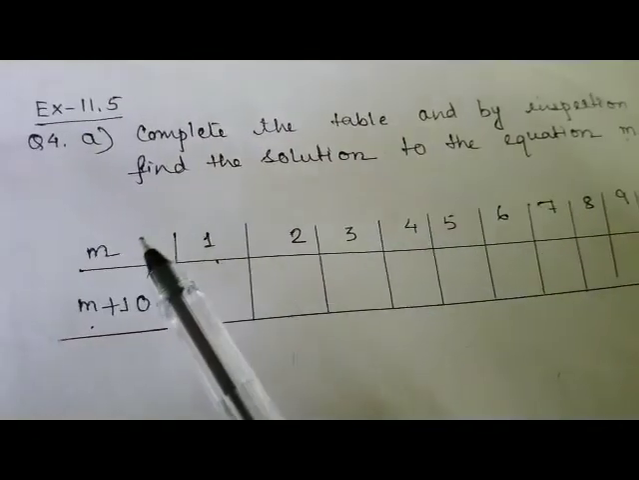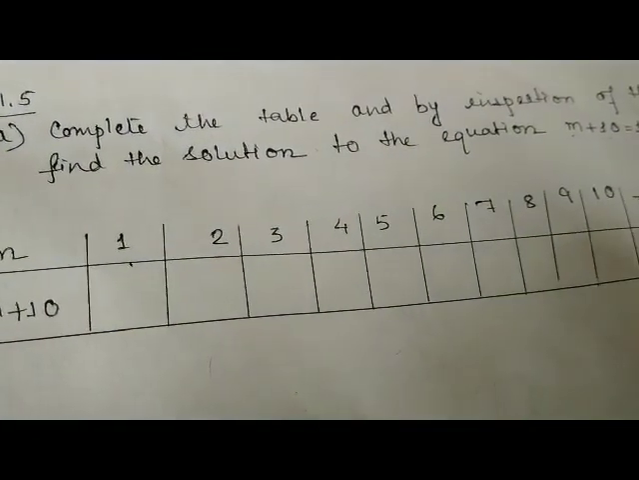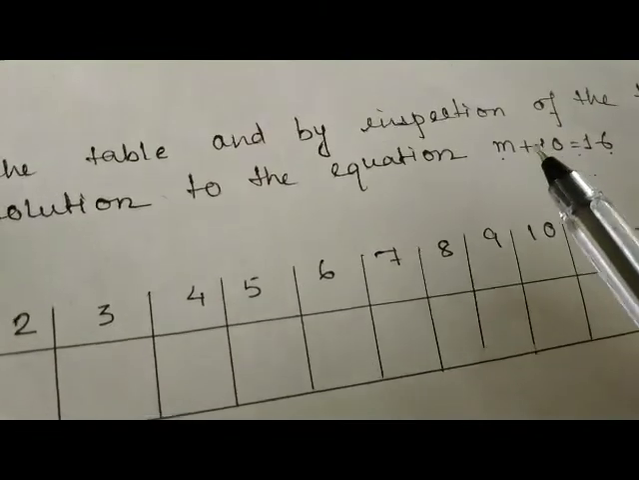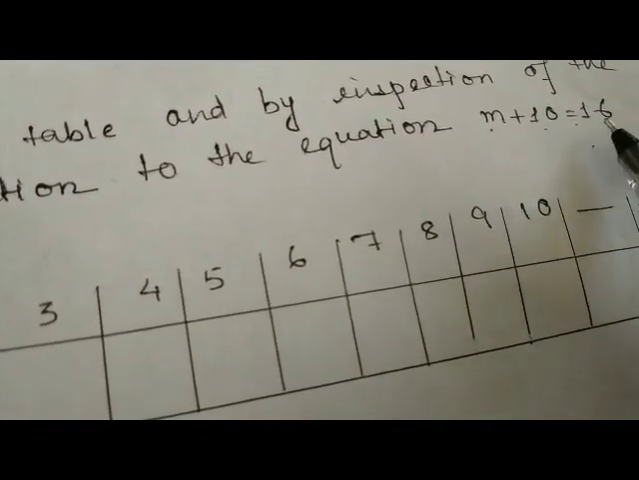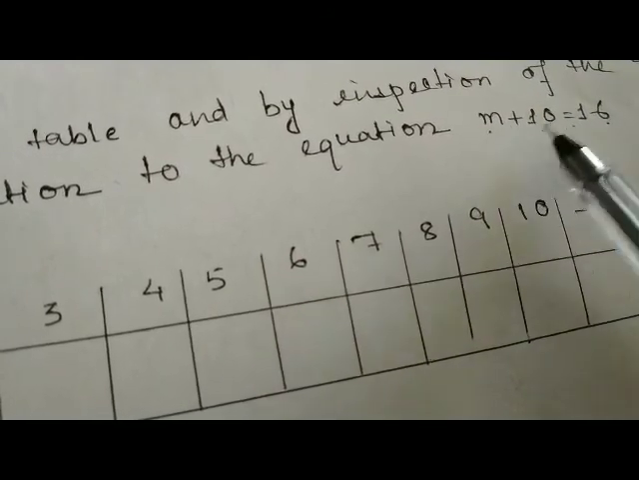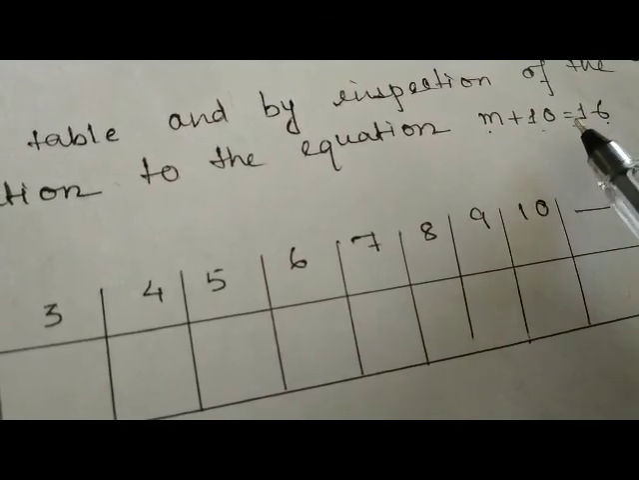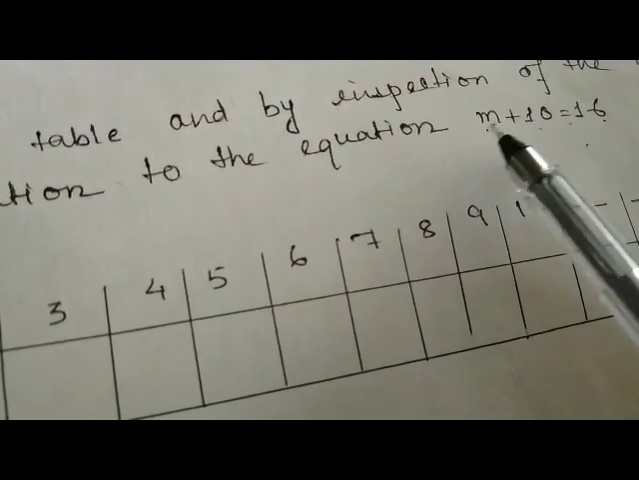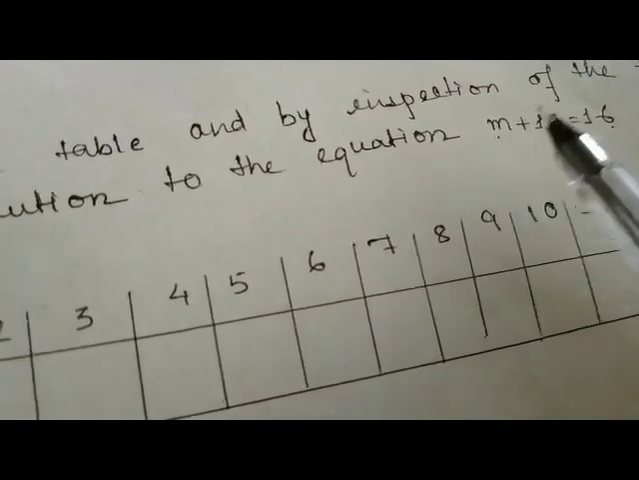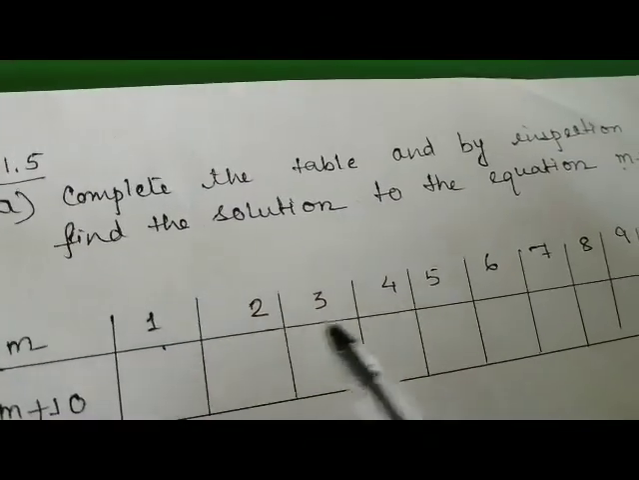So what we have to do here, the value of m is given. Now here we know that this is the equation, as the left hand side and right hand side are there, and in between both we have an equal sign. That means this is an equation. Now here m is the variable. Now the value of the variable is given here.